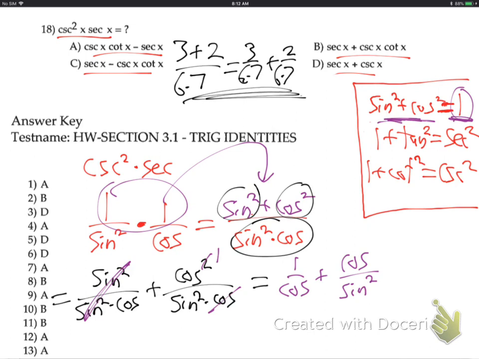Is that good to there? Does everybody see what I just did? I just canceled these sine squared, so it's 1 over cosine. Here I canceled one of the cosines on the top with the 1 cosine on the bottom, leaving an extra cosine on the top and sine squared on the bottom.